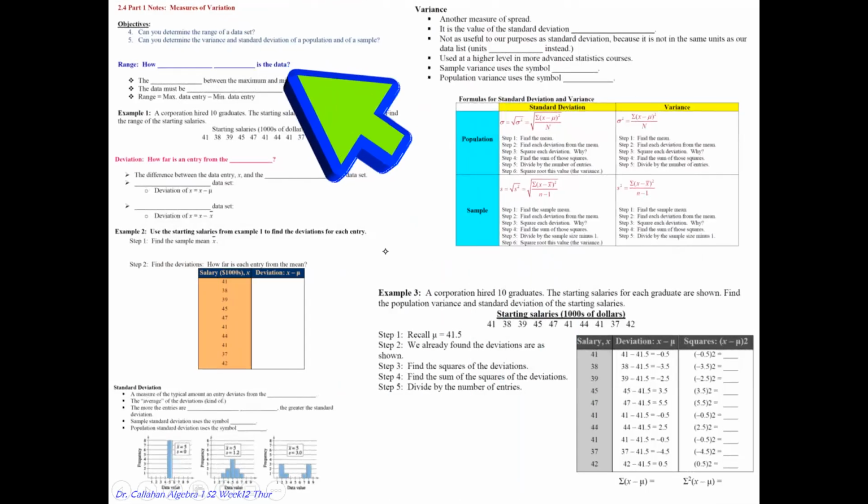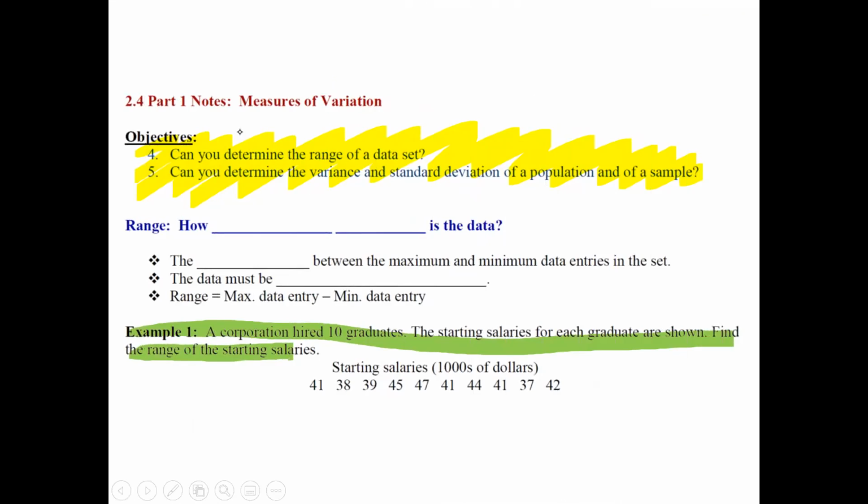All right, so with that said, this is a handout of what you should have in class. We're going to fill in the blank for a few things, and then we're going to do a question about standard deviation. So our goal today is to determine the range of a set of data and also determine the variance and standard deviation of a population or a sample.